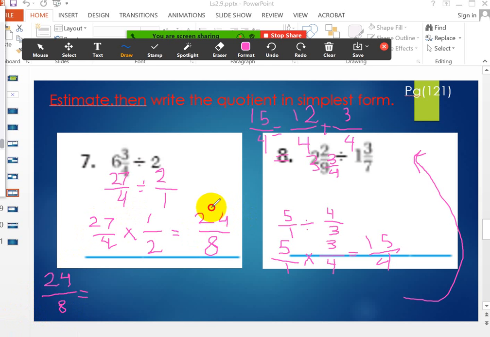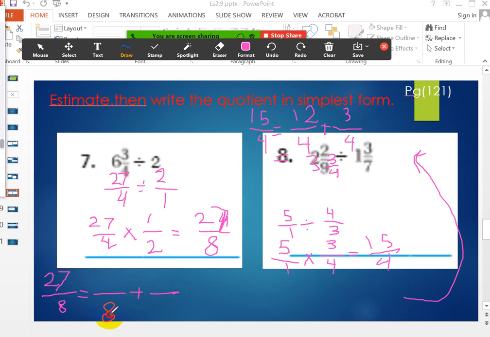Sorry, not 24, this is 27. I'm sorry, I have a mistake here. I wrote it 24. Okay, I'm sorry about that. So let's break 27 into two fractions now.